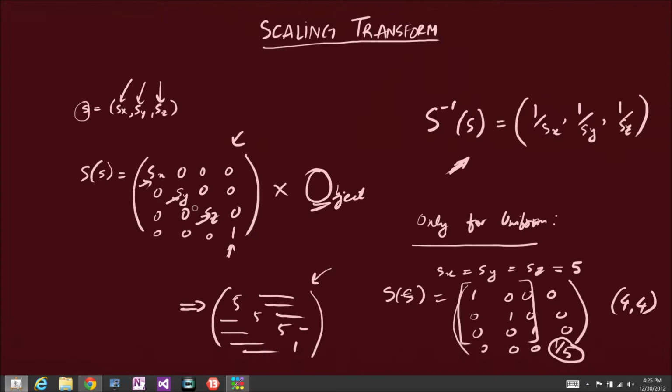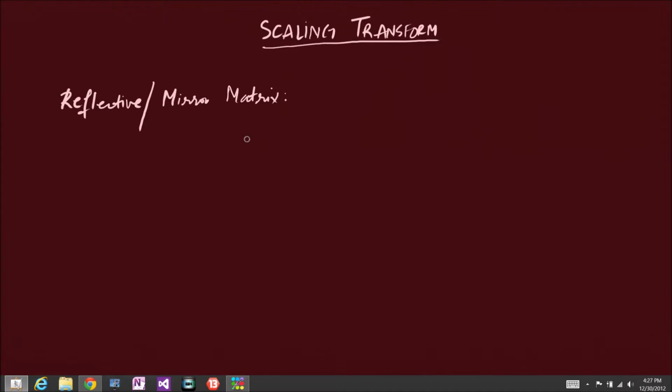And this is the form we're used to looking at from here, and this is just this guy right here as a shortcut way of doing it. Now I'm going to introduce you guys to something called a reflective or mirror matrix. And why this falls under the category of a scale matrix is because it uses the scale transform.